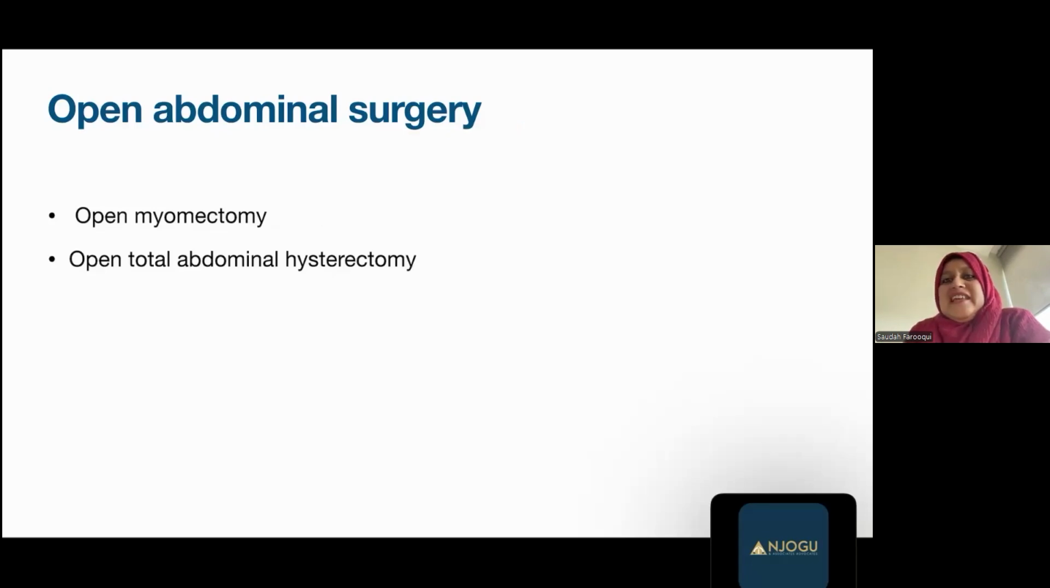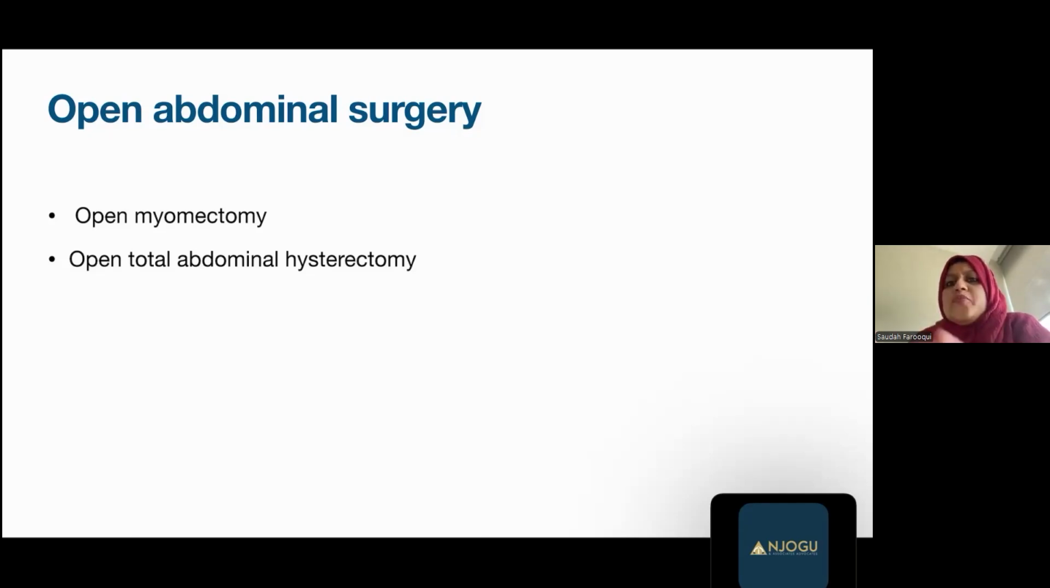Then open surgery. The recommendation is if your fibroids are more than 20 weeks, laparoscopy is not a good option. 20 weeks means 20 weeks of pregnancy. This is because they may be very big, and it might take very long for the surgery. And so open surgery is recommended, whereby we make a cut in your lower abdomen. I personally prefer going through the same cut that they make for a C-section. Then we open your abdomen, go in, and remove the fibroids through there.